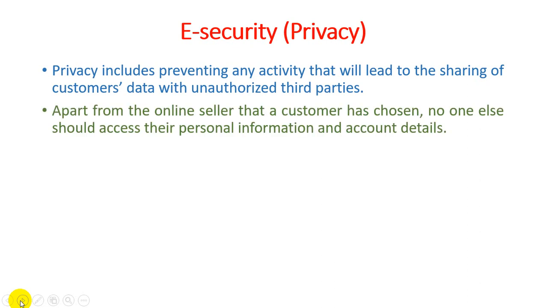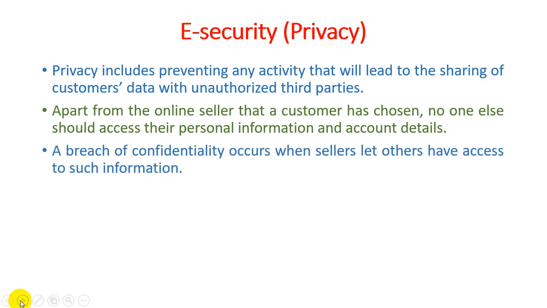Apart from the online seller that the customer has chosen, no one else should be able to access their personal information and account details. As we discussed in the first line, if any organization's website can secure a customer's personal and account details, then it can easily achieve privacy from a third party or an unauthorized person. A breach of confidentiality occurs when the seller lets others have access to such information.